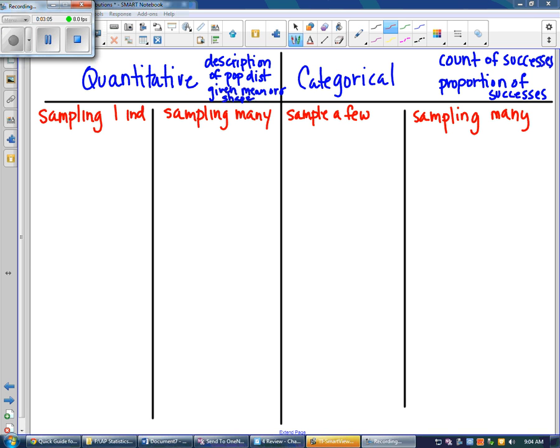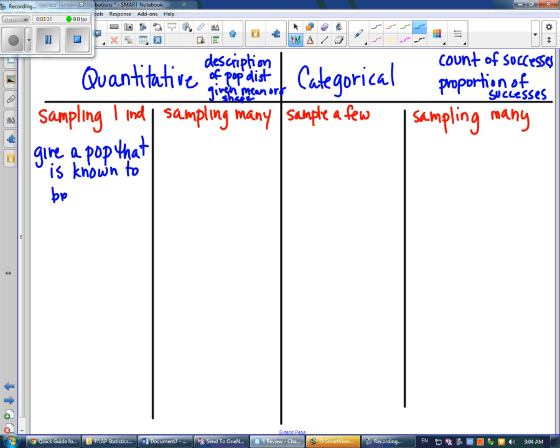If you remember, in the beginning of the year we started talking about normal distributions. So if you're given a population that is known to be normal, then you could say something like X is distributed normally, and you'll be given a mean and a standard deviation. Then you can find the probability that X is greater than some value. I'm just going to call it K since we've been using K a lot.